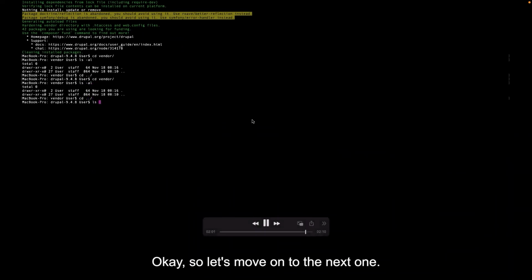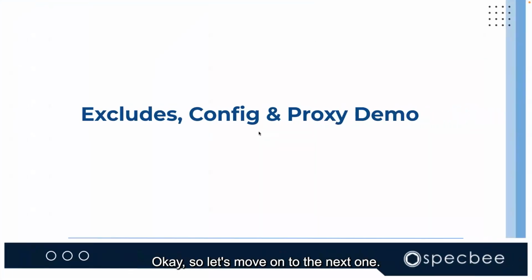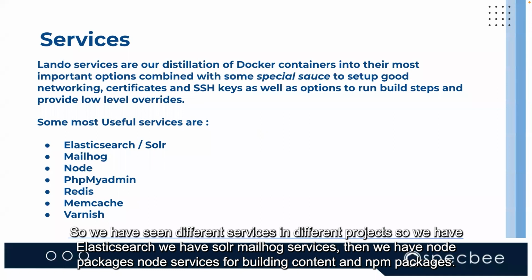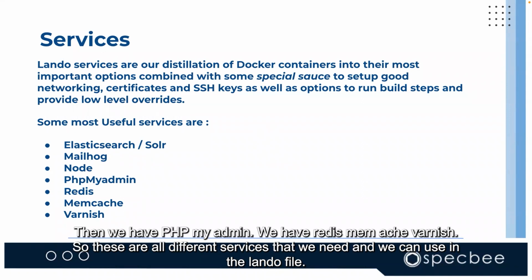Okay, so let's move on to the next one. So now going back to services, right? We have seen different services in different projects. We have Elasticsearch, we have Solr, we have mail services, then we have node packages, node services for building front end, npm packages, gulp. Then we have PhpMyAdmin, we have Redis, Memcached, Varnish. So these are all the different services that we need and we can use in our Lando file.